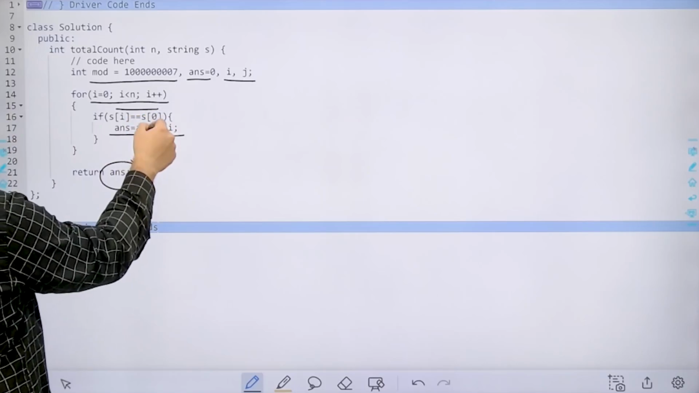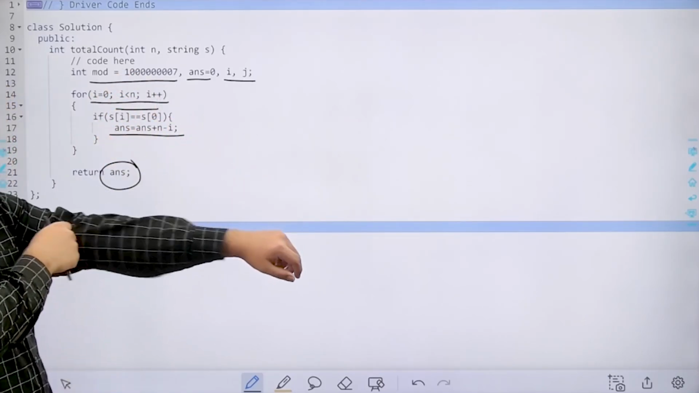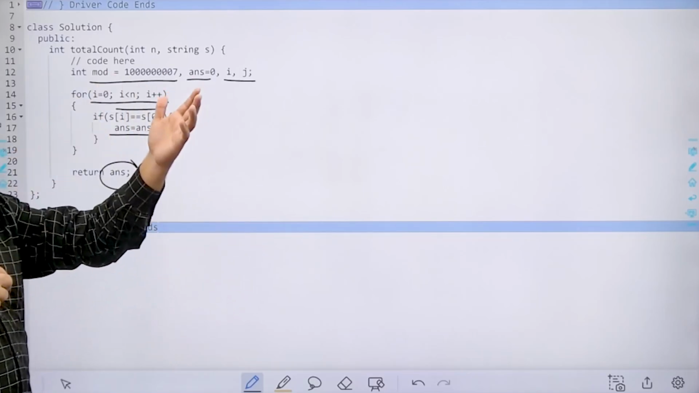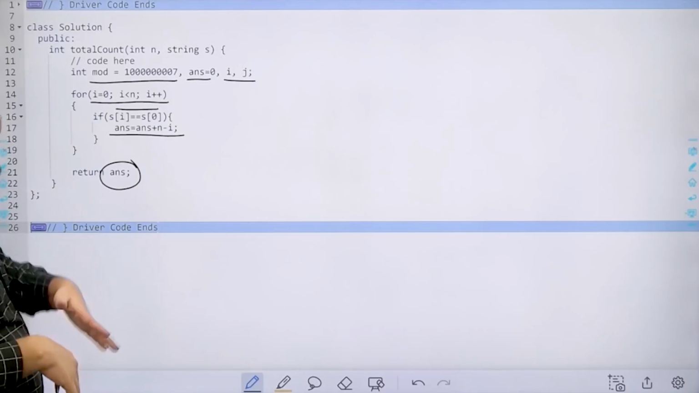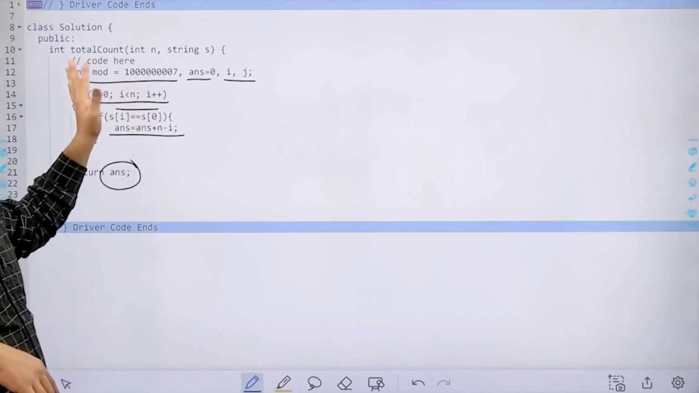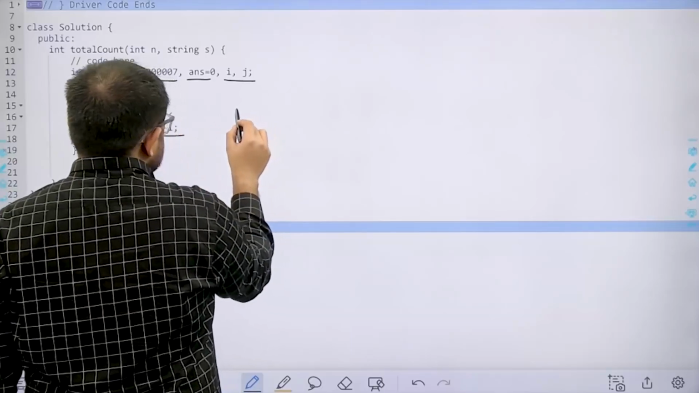I have not taken modulo 10 to the power 9 plus 7, you can take it, but since the constraints are small, I think n value can go up to 10 to the power 5. So your total number of substrings will not exceed mod value, right? So there is no meaning of applying mod, and finally you can return the answer value.